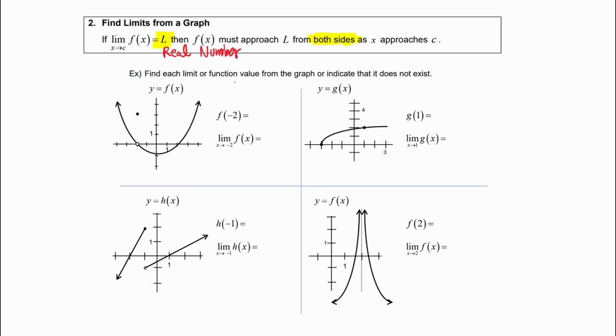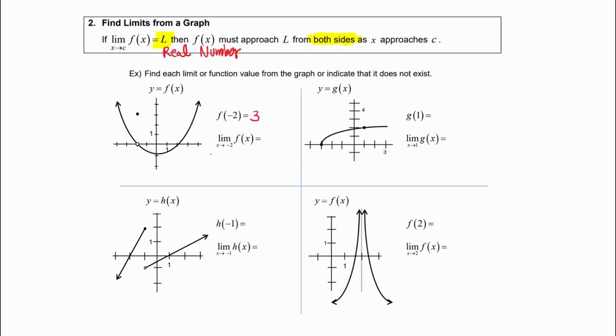Let's do some examples to see if we get this. Find each limit or function value from the graph or indicate that it does not exist. So for the first graph, I have a parabola-looking graph with one dot. What's f of -2? I go to x equals -2. I see there's a hole on the parabola, but if you go up above x equals -2, there is a dot at y equals 3. So f of -2 is defined. It is that dot, and your y value for that function value is 3.